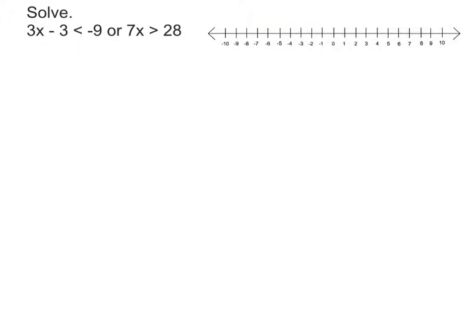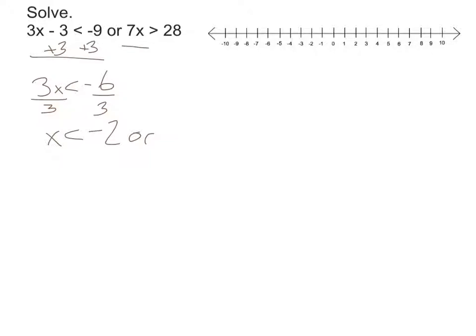Let's try one more. Here we have two inequalities, but the word or is sitting between them now instead. So we'll still solve each of them individually. 3x minus 3 is less than negative 9. Well, we'll still start by adding 3. So 3x is less than negative 6. And then when we divide by negative 3, or just going to divide by regular 3, x is less than negative 2. Or, well, over here I just have to divide by 7 to get x alone. So x would be greater than 4.